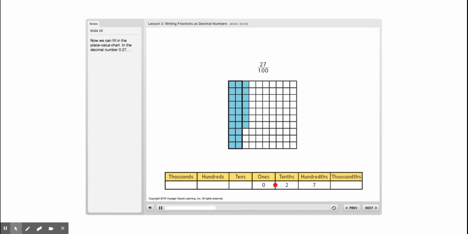Now we can fill in the place value chart. In the decimal number 27 hundredths, there are 2 tenths and 7 hundredths.